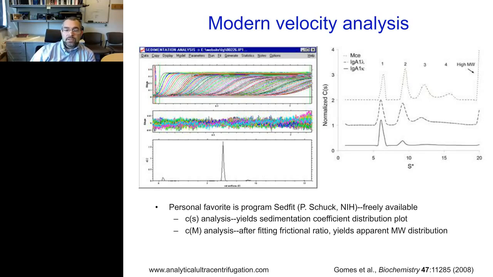So the real advantage, I would say, of using the c(s) approach is that you can go in essentially blind. You have a sample, someone hands it to you and says, oh, this is really good pure protein. You don't have to take their word for it. You put it in the analytical ultracentrifuge, you do a c(s) distribution, and if you see something like this top data set here, you can say, well, your protein is not monodisperse.